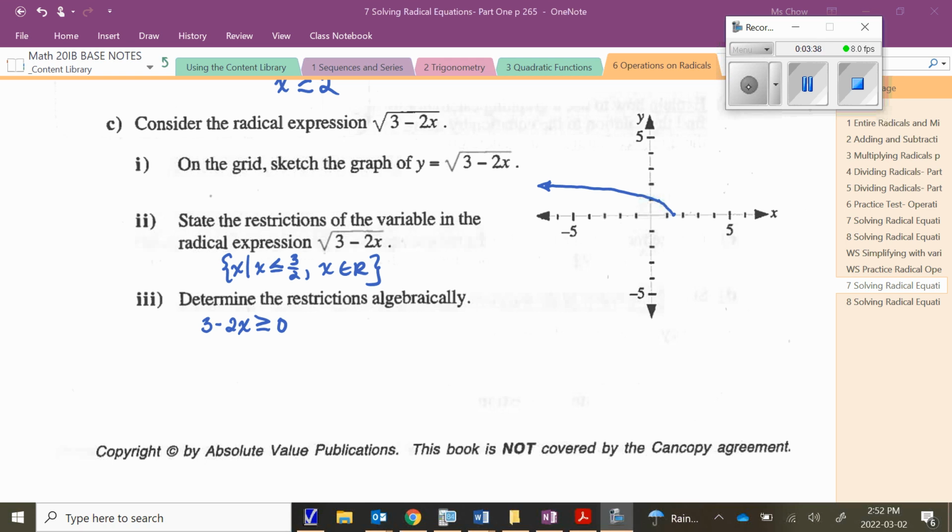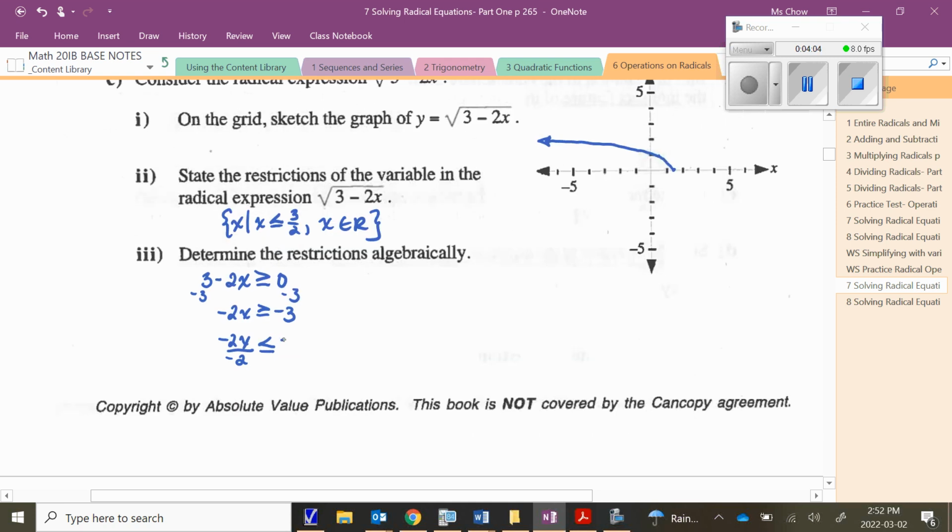And determining the restrictions algebraically, we know that 3 minus 2x, our radicand, must be greater than or equal to 0. So if we subtract 3 from both sides, then we have negative 2x is greater than or equal to negative 3. And then when we divide by negative 2, and this is the one big change when it comes to working with inequalities, as soon as you multiply or divide by a negative, your inequality symbol must switch directions. So x now is less than or equal to 3/2.